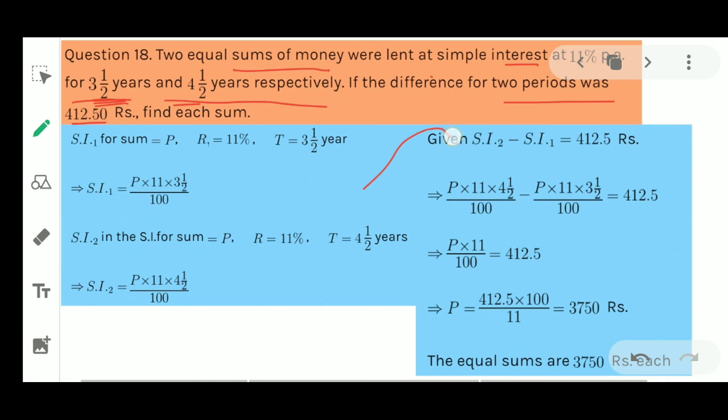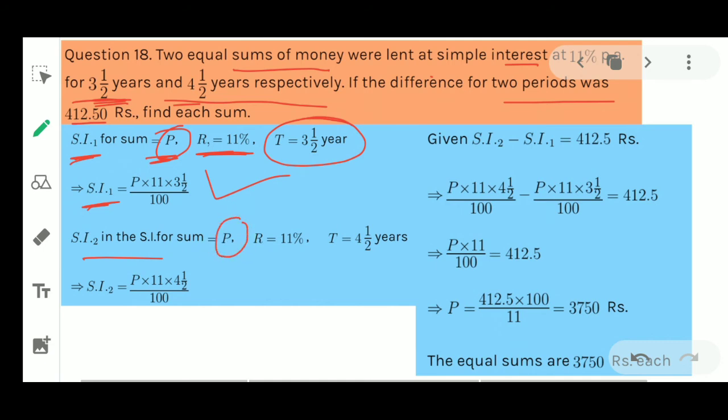Okay, so first, simple interest 1 for sum equal to p and r equal to 11%. Let's say for simple interest 1 principal equal to p and r is 11% that is given, and time equal to 3 whole 1 by 2 years. So simple interest 1 equal to p into r into t by 100. Clear?